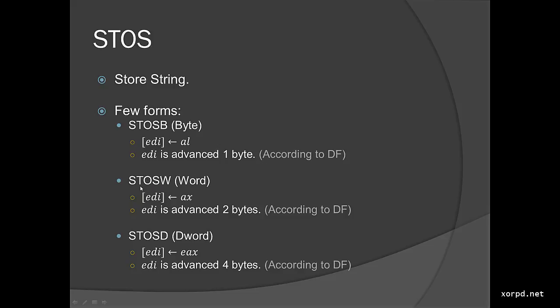The next form is STOSW. W stands for word. In this form, we store AX into the location EDI. And this time, this copy is of size 2 bytes. Right after this copy, EDI is advanced 2 bytes. The third form is STOSD, where D stands for DWORD. Here we copy EAX into the memory at location EDI, and this data copy is of size DWORD, or 4 bytes. Here EDI is advanced, as expected, 4 bytes.